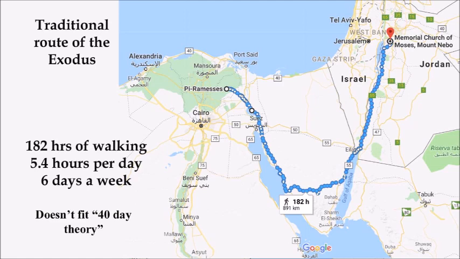The next three maps are based on Google Earth estimates of how long it would take to walk from Egypt to Canaan. This first map shows that according to Google Earth, it would take 182 hours to follow the traditional route from Egypt to Mount Nebo. To make it in 40 days, with 1 day a week of rest, the Israelites would have had to walk 5.4 hours a day.